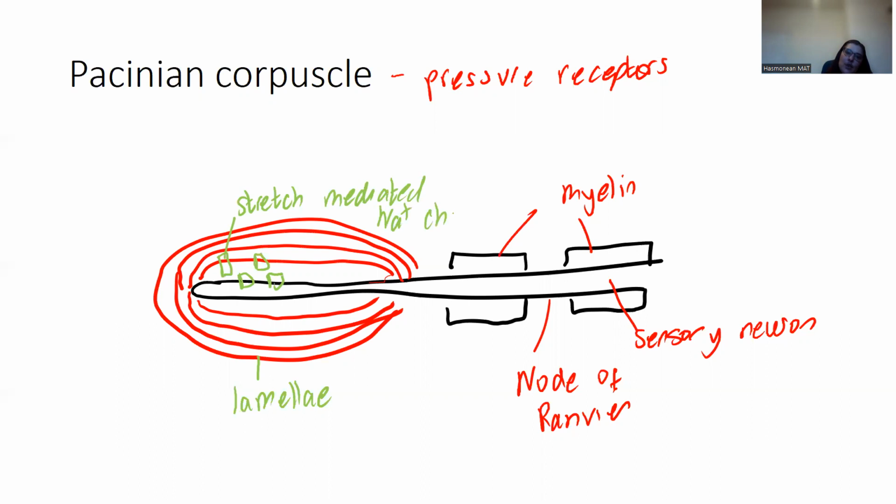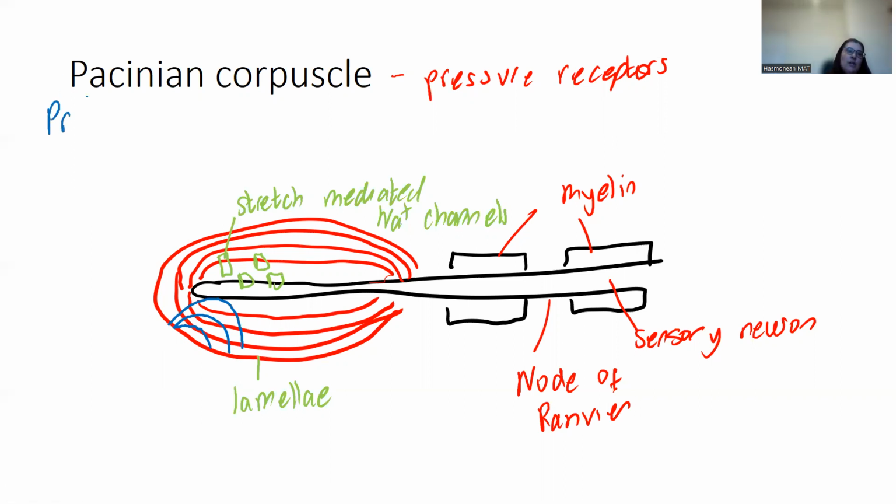Now, what do I mean by stretch mediated? Well, if you press on this Pacinian corpuscle, I'll do it down here. If you only press lightly, you're going to slightly distort that Pacinian corpuscle. If you press heavily or slightly heavily, then you're going to distort it even more. If I press it even more, I'm going to distort the lamellae even more. That opens up the stretch mediated sodium channels.